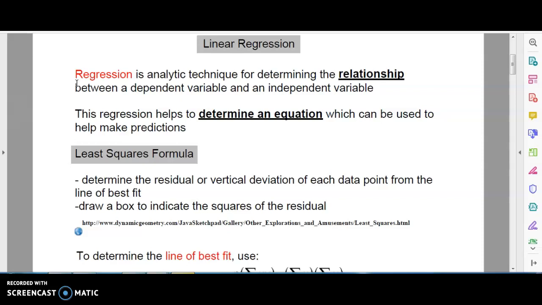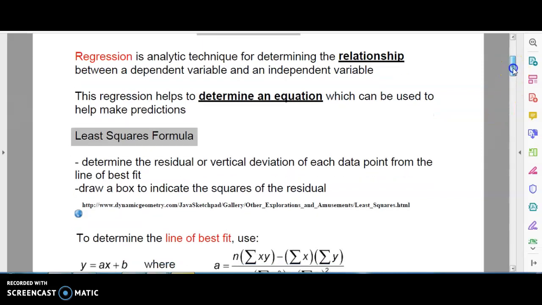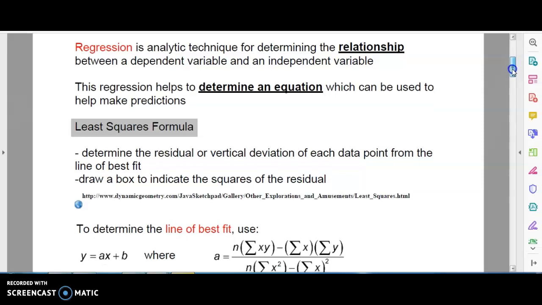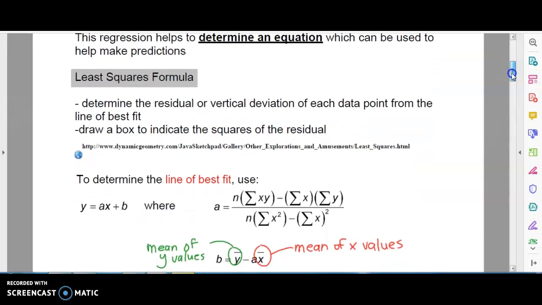So, like usual, the x-axis will have our independent variable, y-axis will have our dependent variable, and today we're going to be looking at how we can determine an equation for the line of best fit to show that relationship and basically make predictions when needed. Okay, so we'll get into that in a second.